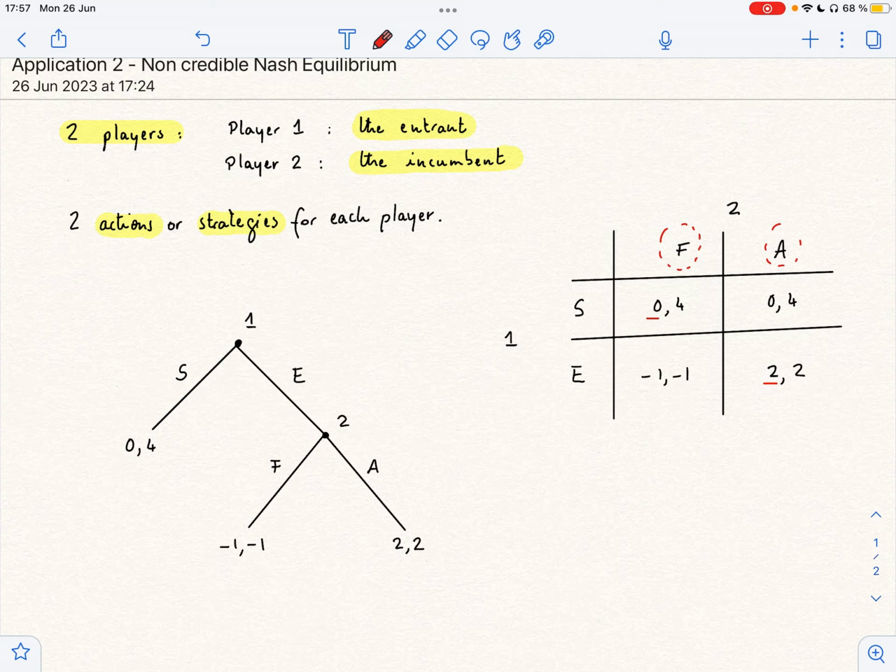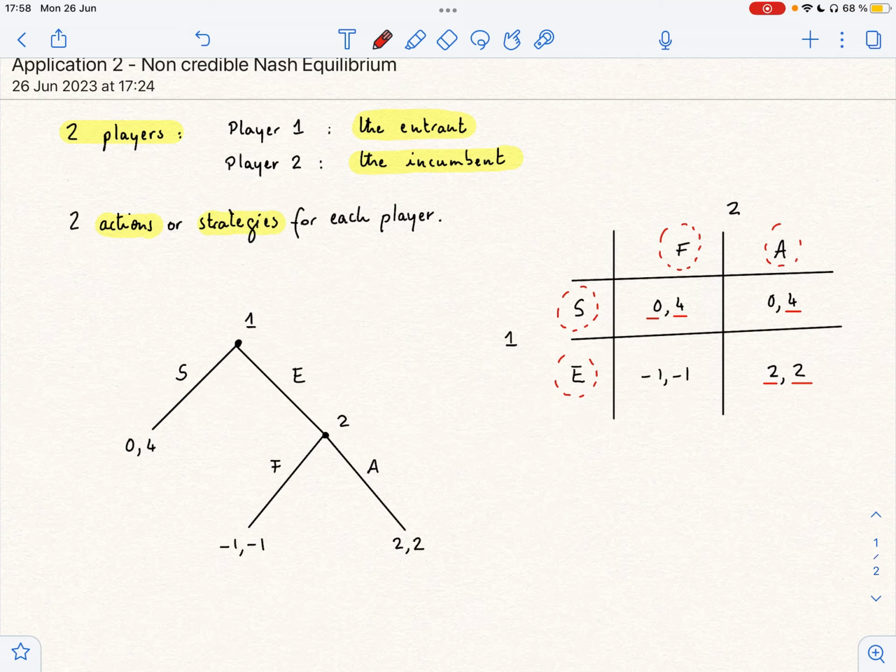And we do the same thing for player 2 now. So if player 2 believes that player 1 is going to stay out, they compare the payoff of 4 and 4, and they're indifferent between fighting and accommodating. So they could either fight or accommodate. In both cases, they'll be alone on the market and get a payoff of 4. If player 2 believes that player 1 is going to enter, player 2 is going to compare -1 and 2. And here they prefer to share the proceeds of the market than to fight in a destructive manner. So they'll choose to accommodate, right?